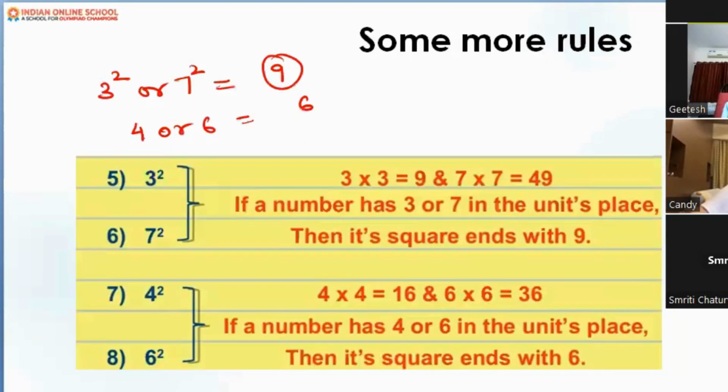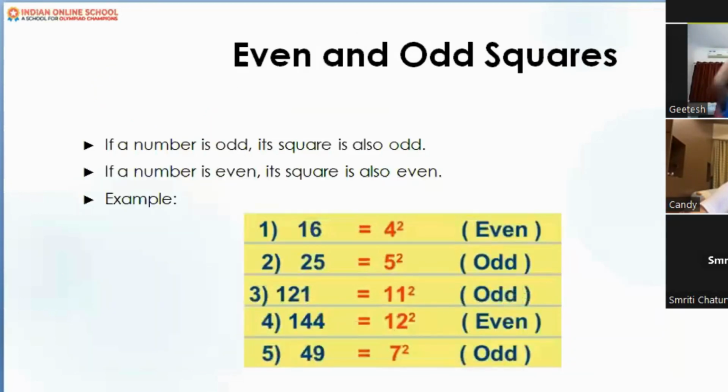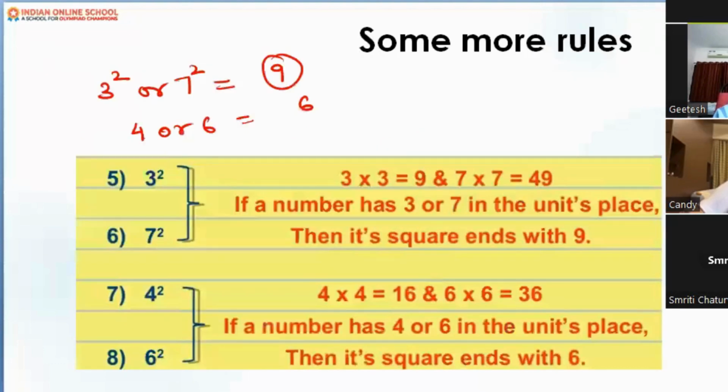Got it? Have you got all these things? Any confusion till here? No? Okay.